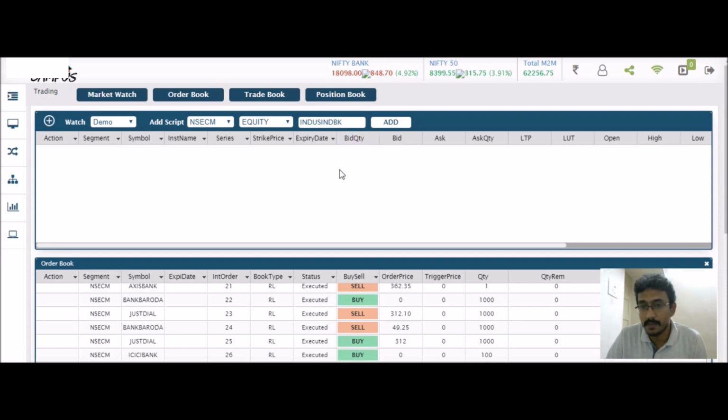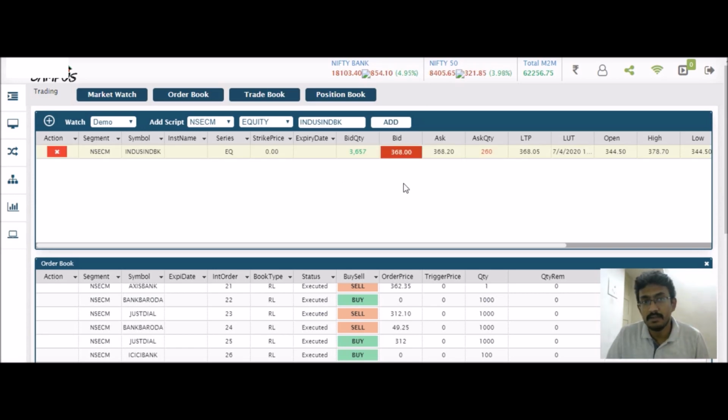Today is 7th of April, where the stock market is trying to bounce back. Looking at the charts and the open interest data, I think the Nifty Bank alone will touch at least the 19,000 level.